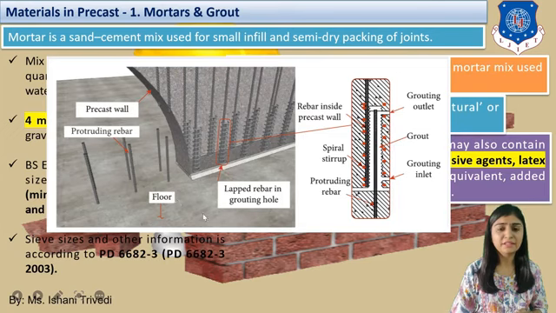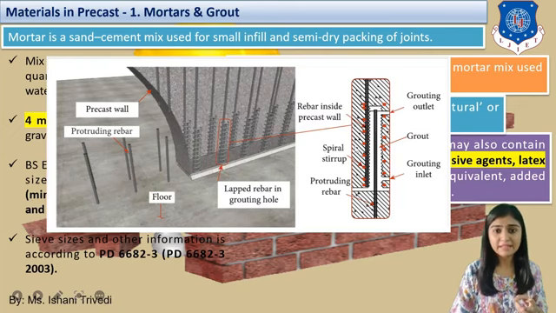So you can see over here that at the bottom we have the floor, and at the top we have the precast wall which has to be constructed. So two sections are involved over here. One is floor and another is wall. Then we have the rebar.